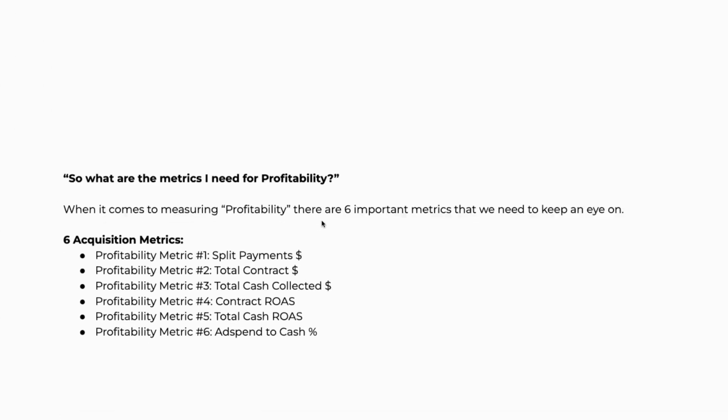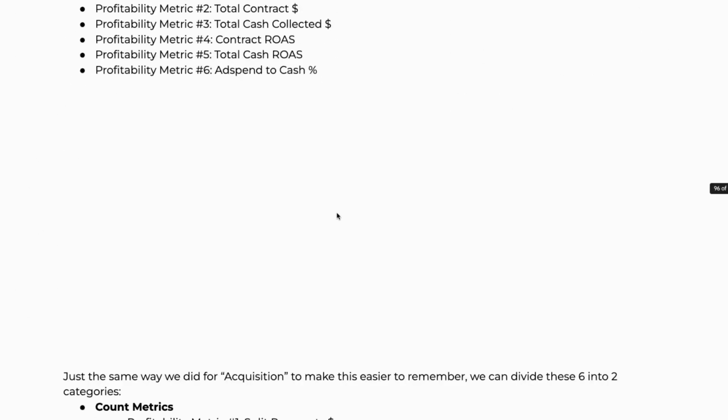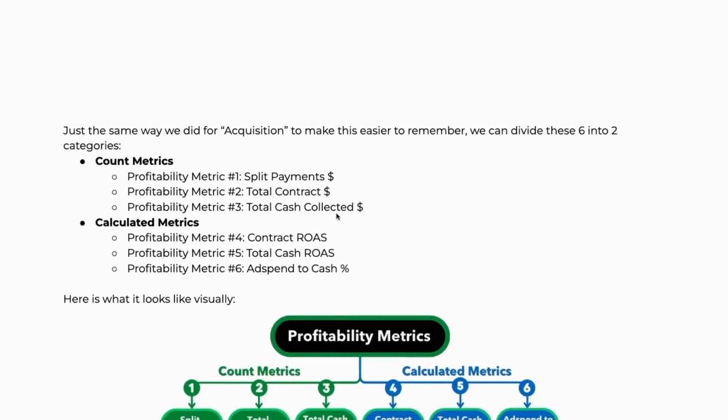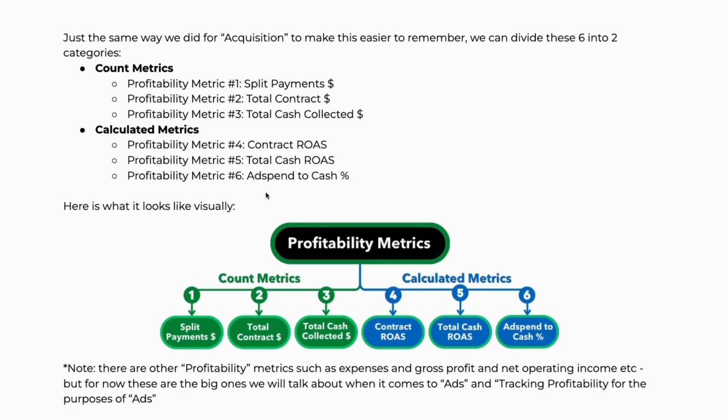So what are the metrics that are needed for profitability? Similar to acquisition, we've used a similar system here where there are 6 of them. Profitability metric number 1 is going to be split payments. Number 2 is total contract, then total cash collected, then contract ROAS, then total cash ROAS, then ad spend to cash. And then in the same way that we did acquisition metrics, we are going to divide this up into 2 categories. We have count metrics, and then we have calculated metrics, okay?